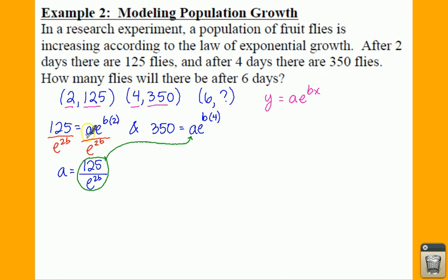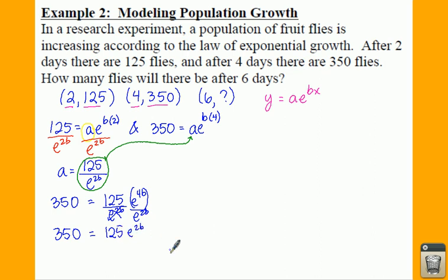So when we do that, that gives us 350. And remember, we take out the a, and we plug in 125 over e to the 2b, and that's going to be times e to the power of 4b. So when you simplify this, you have common bases here. If you have a common base, can't you subtract the 4b minus the 2b? And that's going to give us 350 equals 125 e to the 2b.